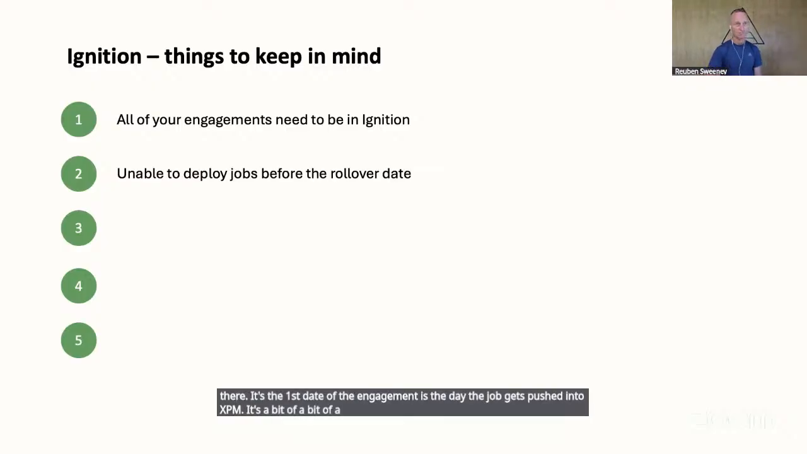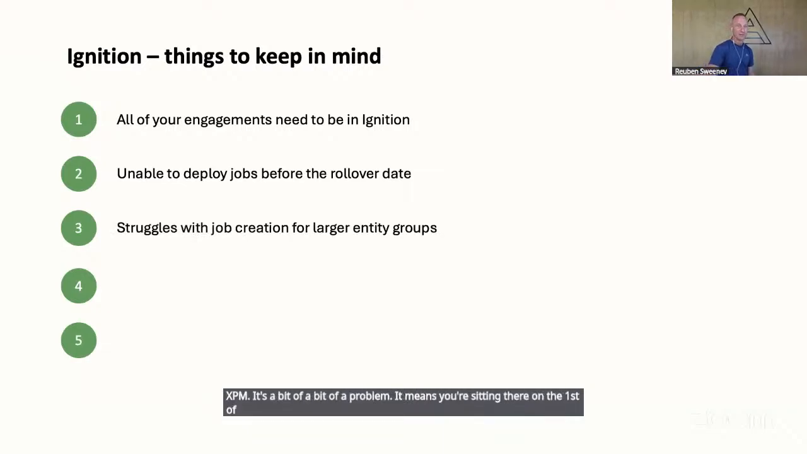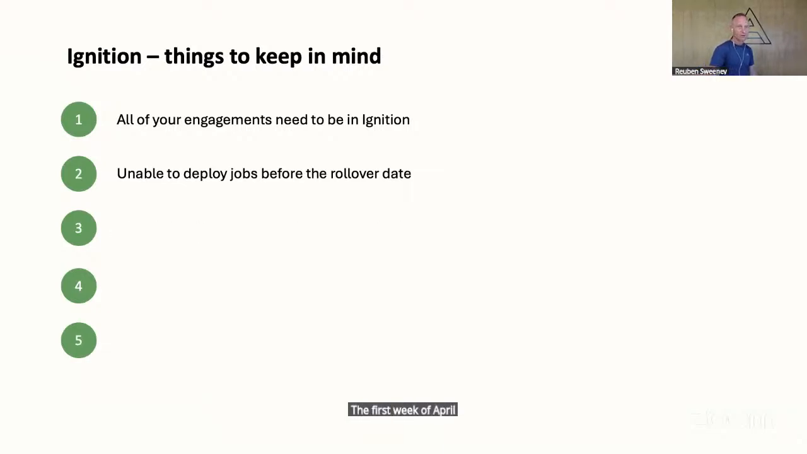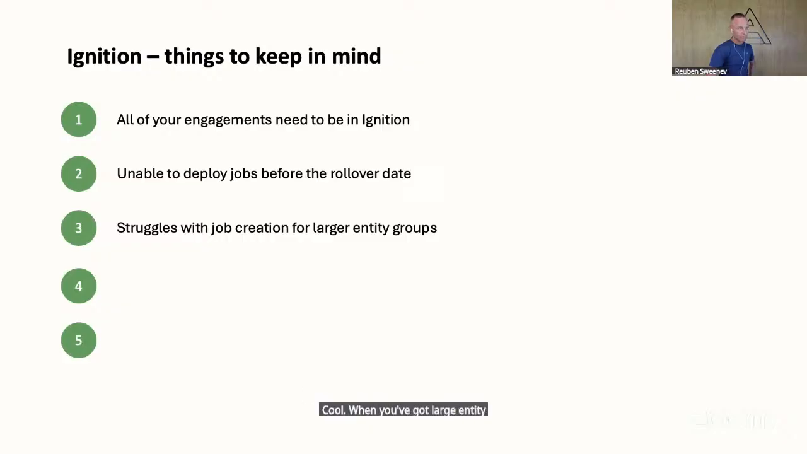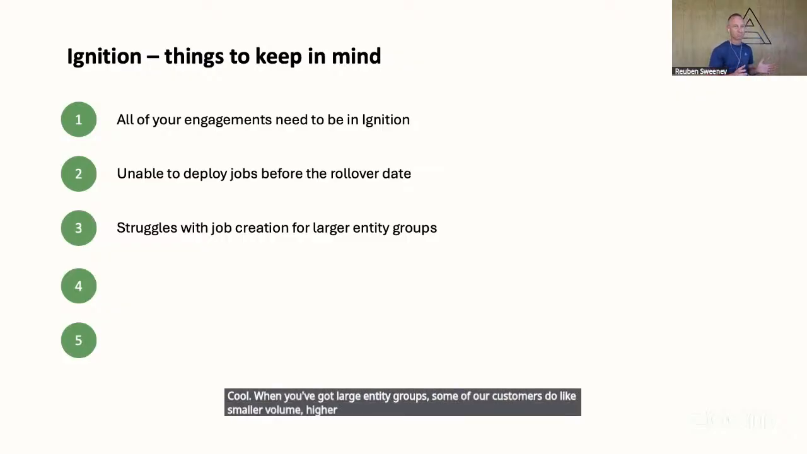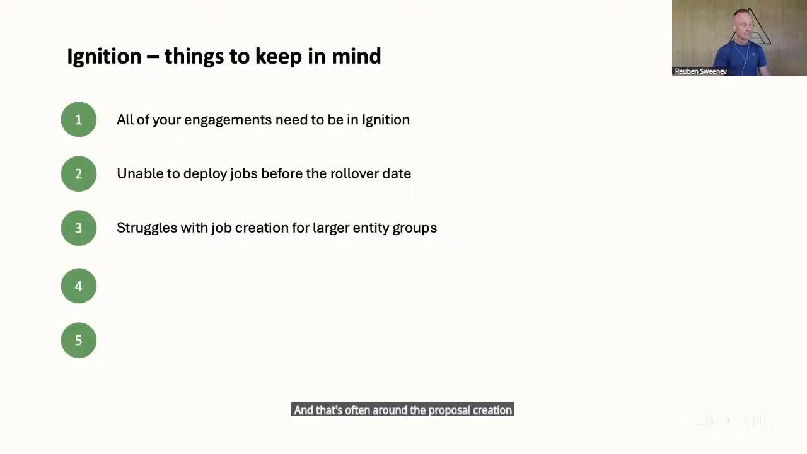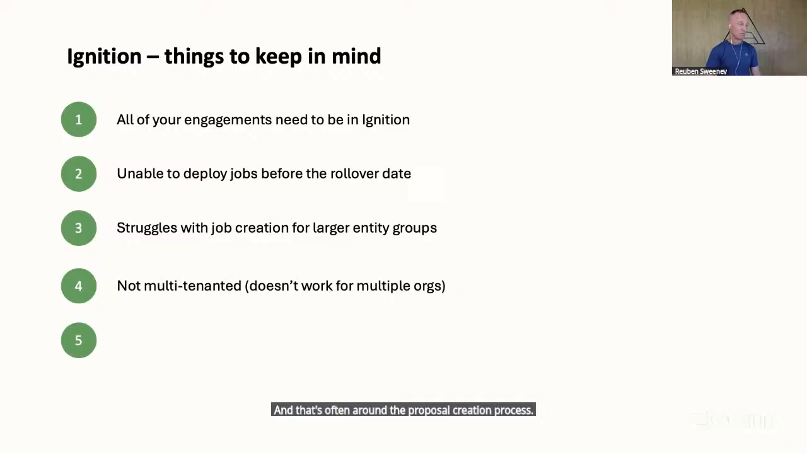It means you're sitting there on the 1st of April or the first week of April, and none of your team know what they're working on, because we haven't been able to allocate them anything. Cool. When you've got large entity groups, some of our customers do smaller volume, higher value customers with multiple entities in large family groups, XPM struggles with the job creation for those, and that's often around the proposal creation process. Yep. Yeah, doesn't lend itself super well that way.